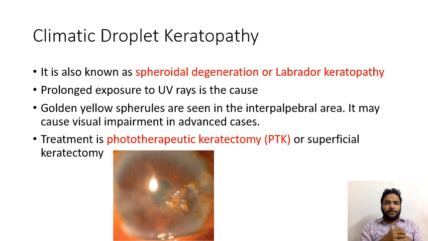Then it's spheroidal or Labrador keratopathy. Prolonged exposure to UV light is a cause. Golden yellow spherules are seen in the interpalpebral area. It may cause visual impairment. We have to remove that by superficial keratectomy or phototherapeutic keratectomy. It's otherwise called climatic droplet keratopathy, spheroidal degeneration or Labrador keratopathy. Compare and contrast this with band-shaped keratopathy, which we will talk about in the next slide.